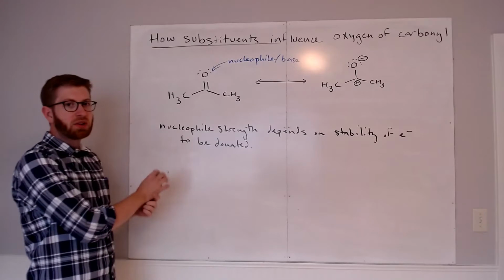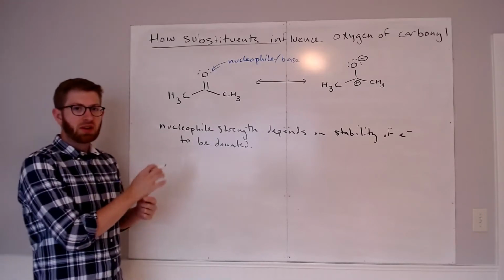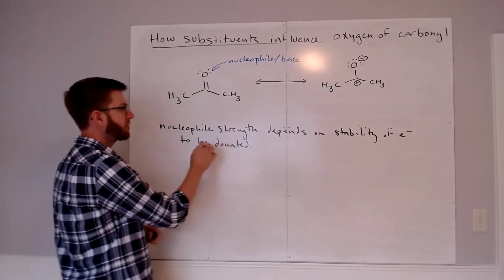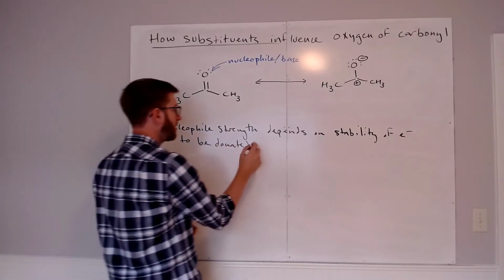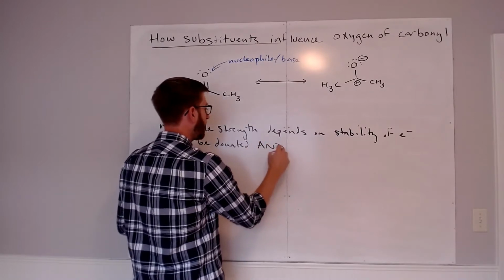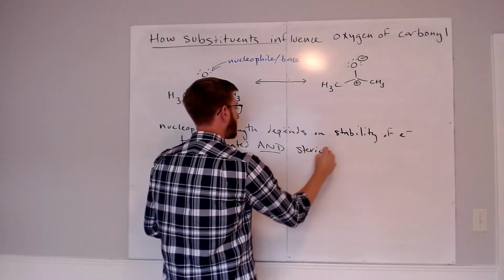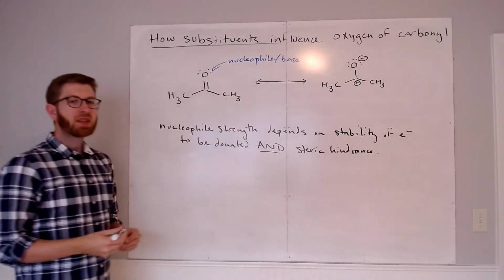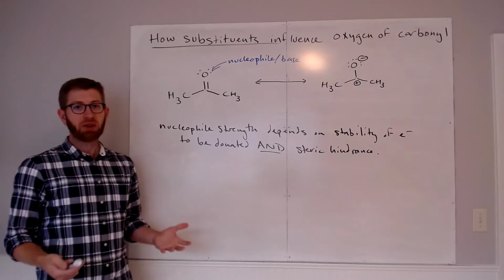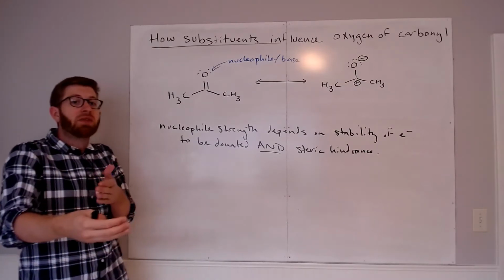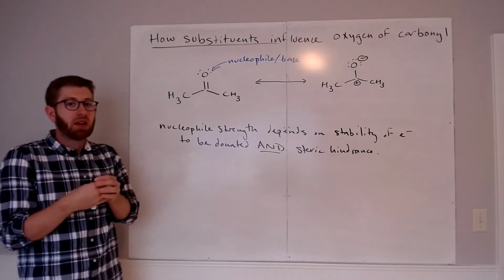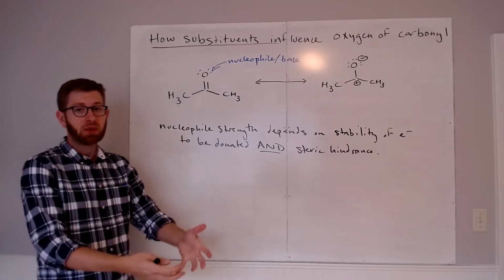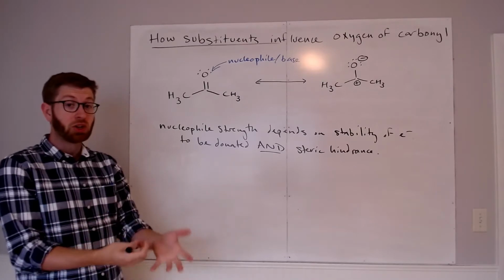The other thing that matters here for nucleophilicity, and the wrinkle here, is that it doesn't matter as much for basicity: sterics. So nucleophile strength depends on the stability of electrons to be donated and steric hindrance. It's not enough just to have electrons that are really unstable. If you can't actually get close enough to anything that will accept those electrons, it doesn't matter, right? Your motivation is irrelevant. You have to be able to get to a position where you can actually do the thing you're motivated to do.